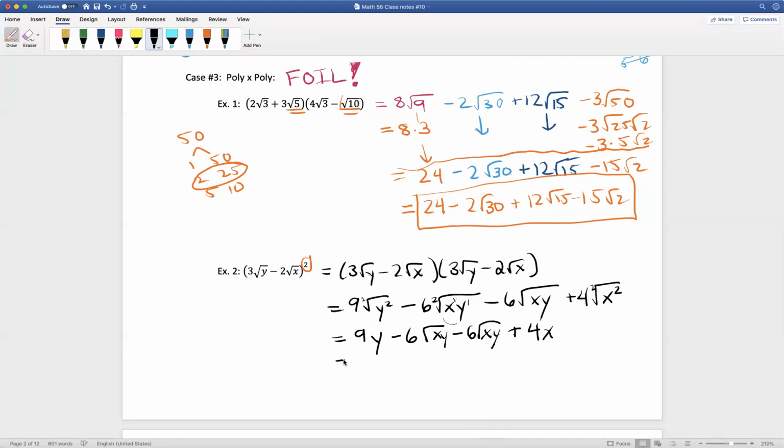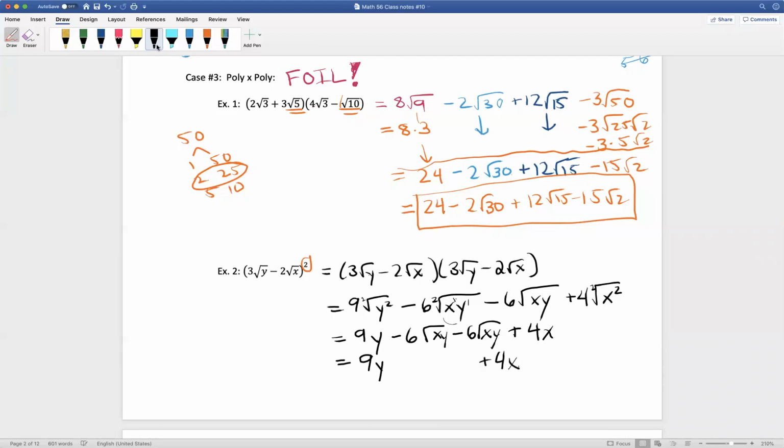So the last thing we want to do, now that we multiplied it, now that we simplified each term, let's combine any possible like terms that we have here. But do we have any like terms? We have 9y. We don't have any other y terms. We have 4x. We don't have any other x terms.